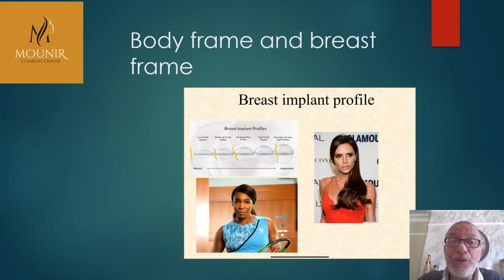Now, like I said, how to choose the profile depends on the body shape of the patient. If you see the difference between Vanessa Williams and Victoria Beckham, you will see that one has a smaller frame and the other has a wider frame. You can't advise Victoria to have a moderate plus projection, because otherwise the implant is too wide and it will stick out under her armpit. So you should think maybe of going for a high profile, or actually I prefer for Victoria to go for ultra high profile, because it will reduce the risk of rippling and it will not project to the side. For Williams, I would go for a wider implant, maybe a moderate plus profile, and it will give her a very natural look, I think.